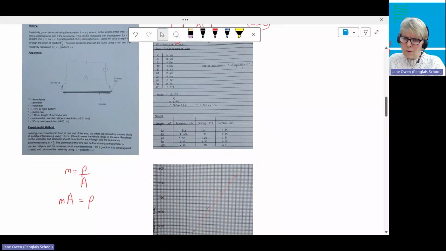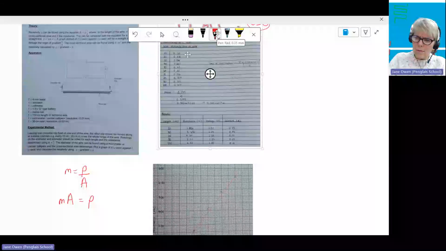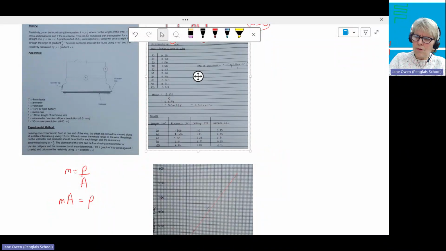They have quite sensibly checked the diameter of the wire in several places. I probably wouldn't have done it every 10 centimeters. I probably would have done it at the beginning, at the end, and in the middle, just to get 3 readings and take a repeat. But this candidate's done 10. And that's fine. And they've got a value for the diameter. So this actually represents the diameter, even though it's not labeled as such.